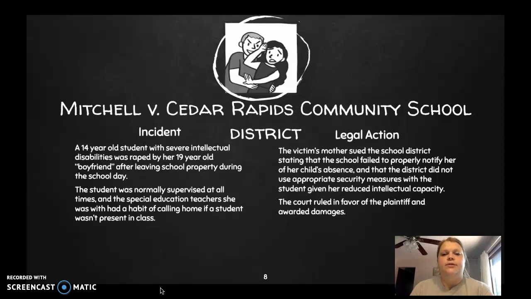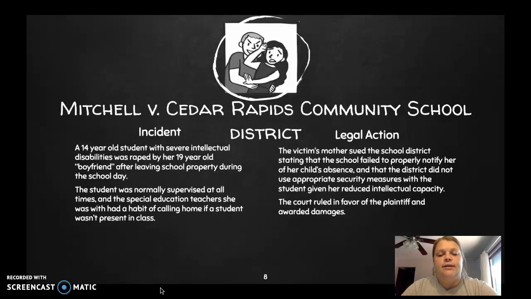The student was normally supervised at all times, and her parents argued that because of this constant supervision, it should have been noted that she was absent from school, and the parent should have been contacted so that they could have prevented the rape from occurring.